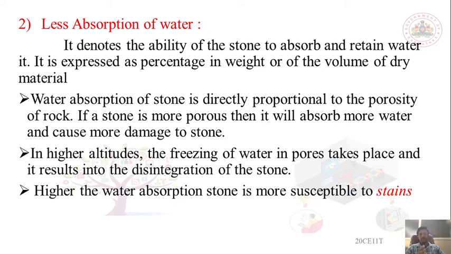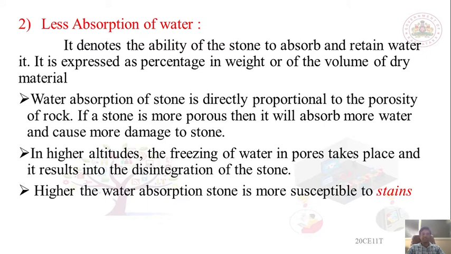That is by the value of water absorption. If the water absorption value is higher, the stone is more susceptible, more vulnerable, to get stains. So generally we have to select stones with less water absorption, then the stains will not be there. So that is the second point, that is less water absorption. That is one of the requirements of our building stones.